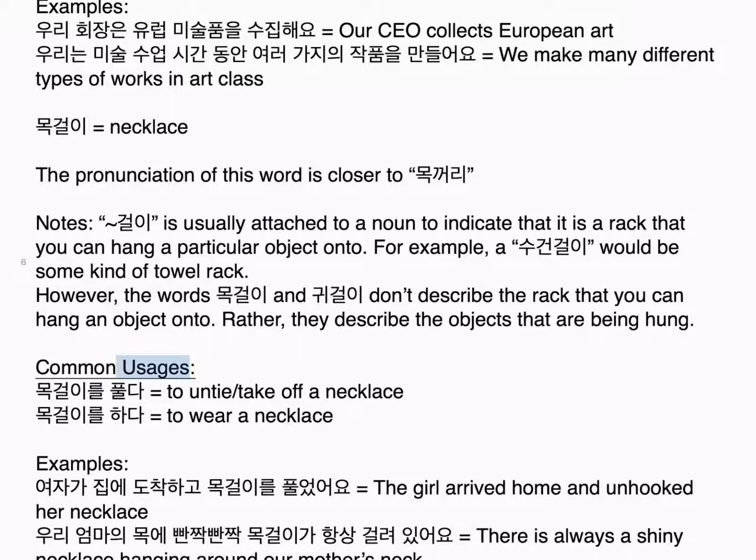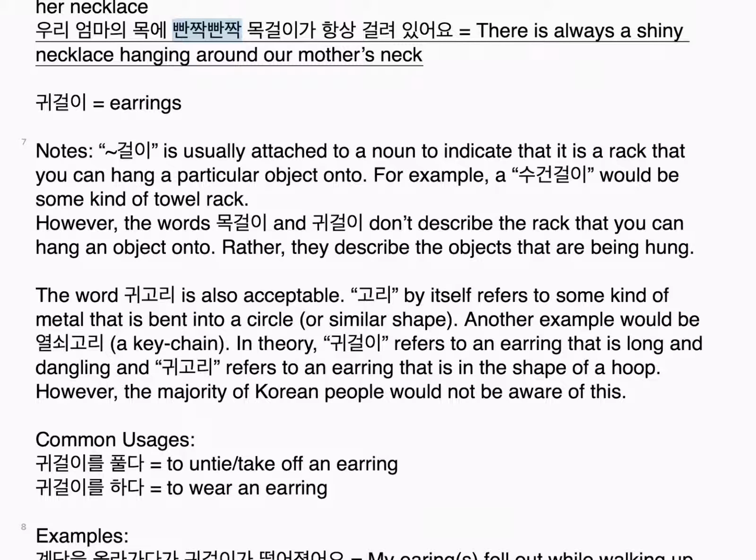Common usages. 목걸이를 풀다 equals to untie, take off a necklace. 목걸이를 하다 equals to wear a necklace. Examples. 여자가 집에 도착하고 목걸이를 풀었어요 equals the girl arrived home and unhooked her necklace. 우리 엄마의 목에 반짝반짝 목걸이가 항상 걸려 있어요 equals there is always a shiny necklace hanging around our mother's neck.